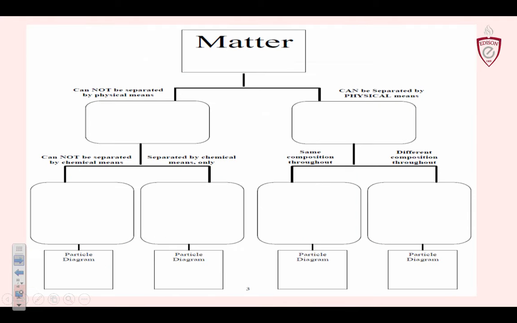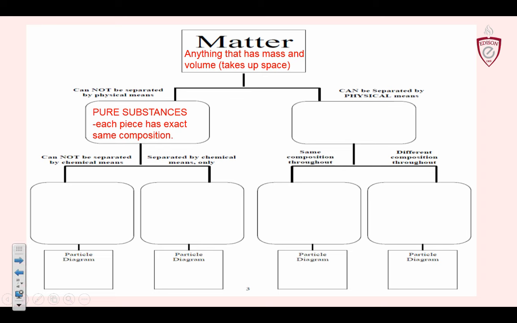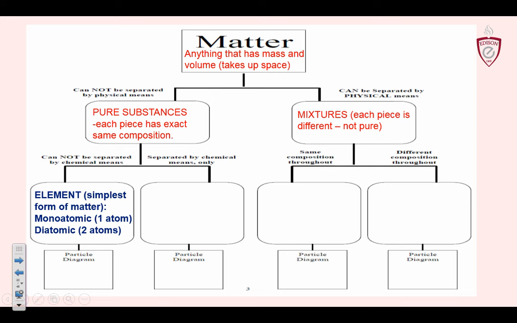Now matter, a flowchart. We're going to break this down a little bit better. Anything that has mass and takes up volume, takes up space, it has atoms. Underneath that umbrella, we've got things that cannot be separated because they're pure. Each piece has exactly the same composition, okay? Like pure salt, every grain of salt is identical. It is pure. Now, things that can be separated by physical means are mixtures. So each piece is different. Like if I mix salt and sand, I can take the salt away from the sand through some special techniques. Now, things that cannot be separated are either the elements, which look like that, either monoatomic or diatomic.